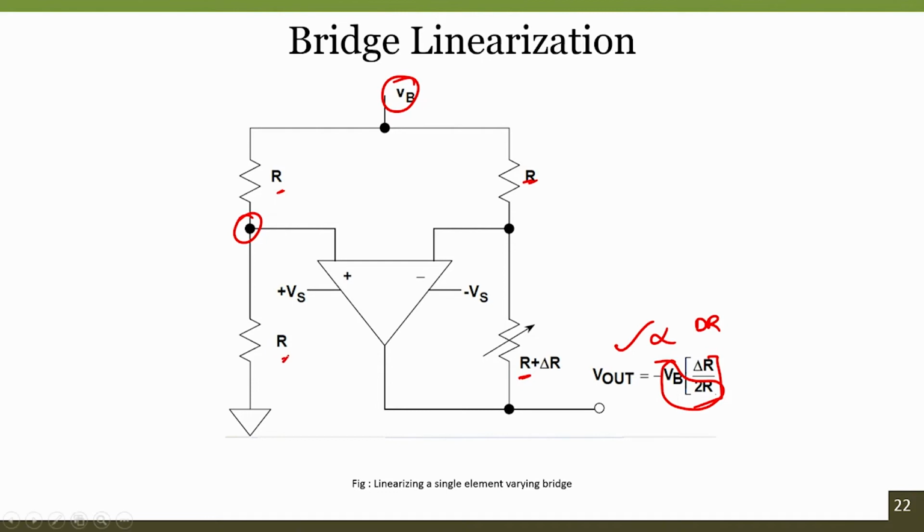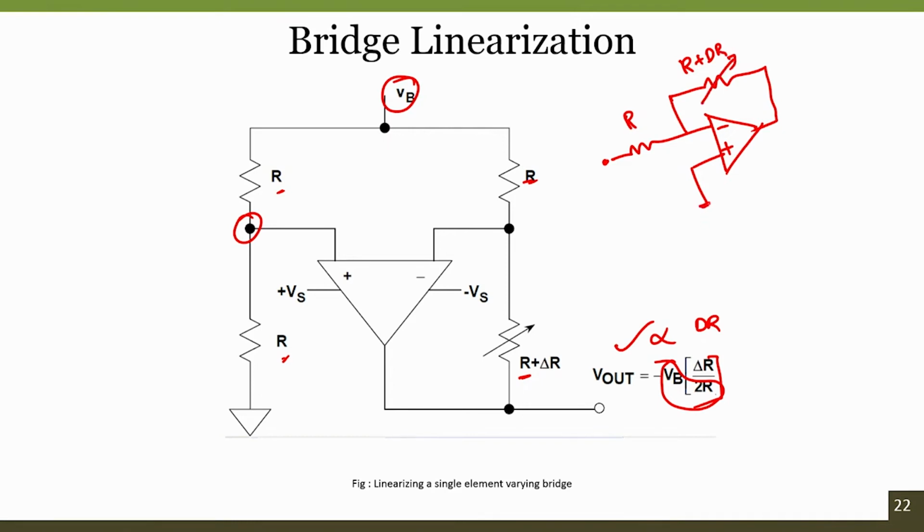So, how does it work? As we have already seen about the working of an inverting amplifier configuration, I am redrawing it in a different way so that it is easy for us to understand the circuit. R, and this is R plus delta R. R plus delta R represents the sensor.